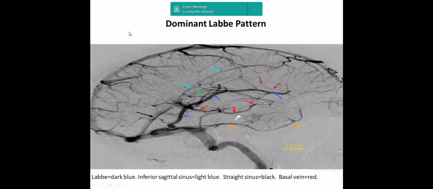And in this picture, this is another anatomical variation where you can see a dominant vein of Labbé here, and then you can see the vein of Trolard a little hypoplastic. Here usually the Labbé is quite dominant, and we can also notice this draining into the lateral sulcus, lateral sinus.